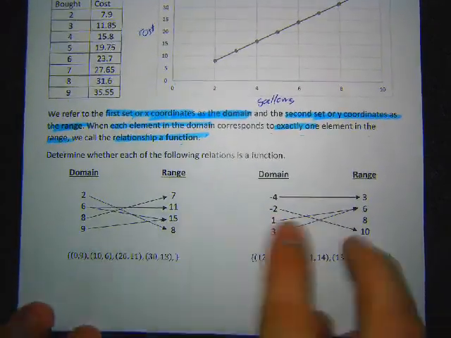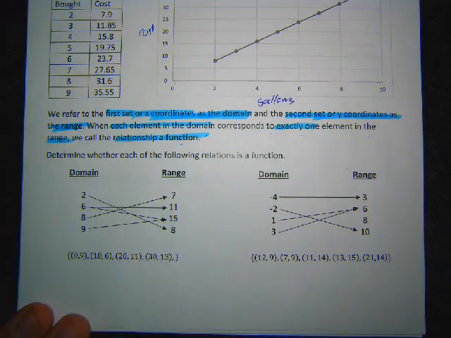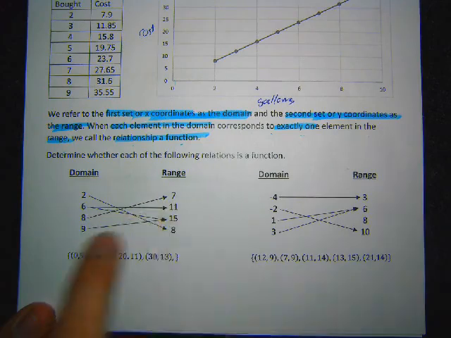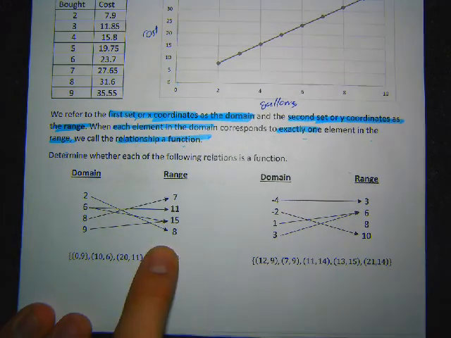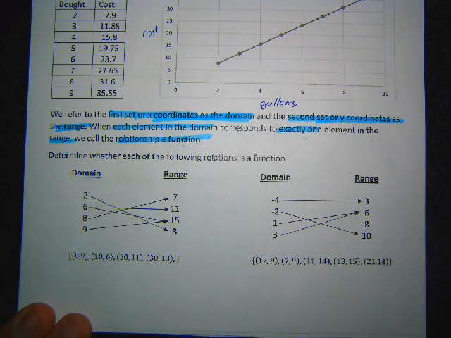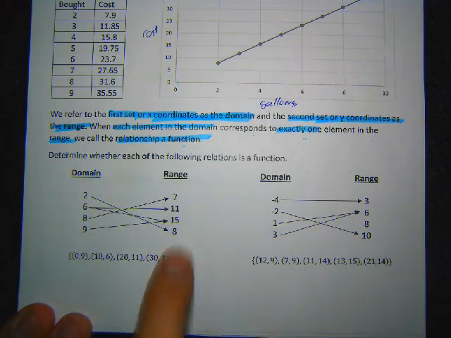So down here, I have a couple ways to look at functions. These first two right here are just picture ways to look at a function. You have numbers in the domain, you have numbers in the range. Each arrow here makes a connection, like 2 is connected to 8, 8 is connected to 7, 9 is connected to 15. So those are connections from your domain, your starting point, to your range, your ending point.